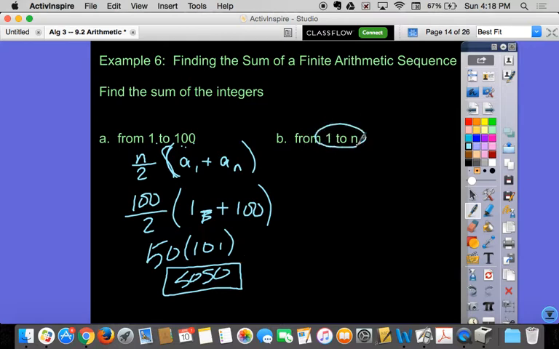This might look a little strange, because if you did that, you don't know how many terms, it's n. Well, you leave the n in there. Your first term is 1, and your last term is n. You're done. That's as far as you can go. That's your sum.